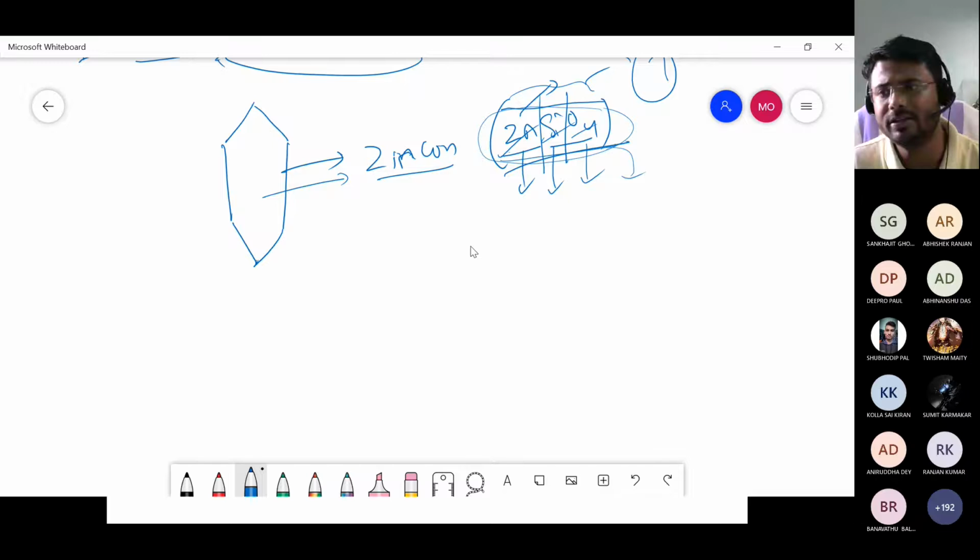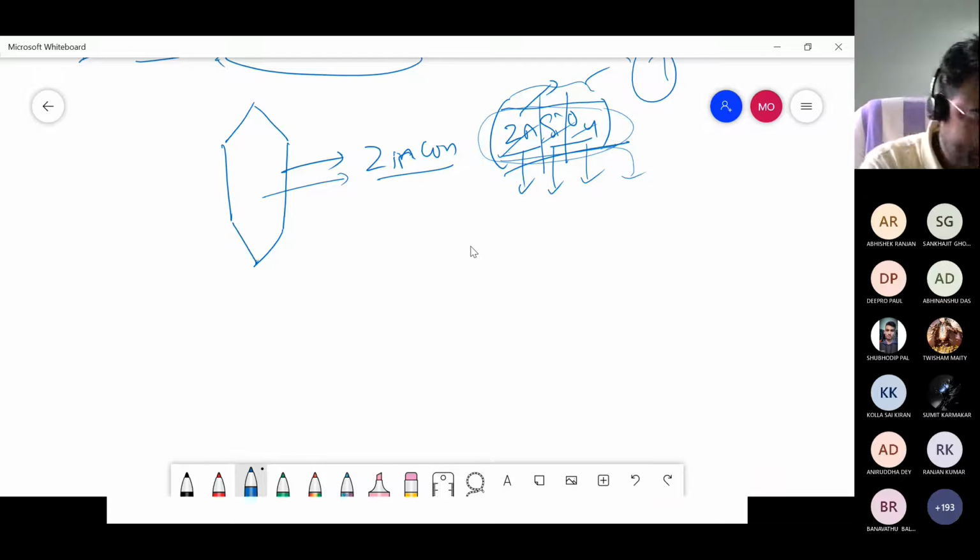Okay, in higher secondary, you have gone through some geochemical rules. Have you studied geochemical rules? Goldschmidt's geochemical rules. No sir, can't remember.